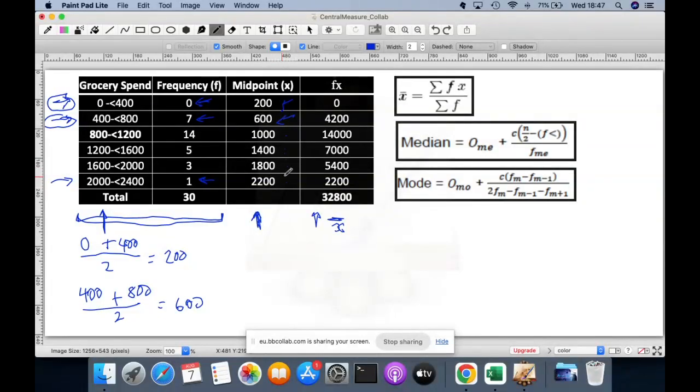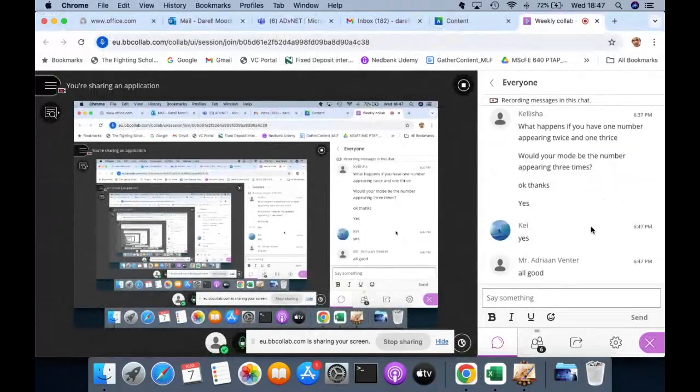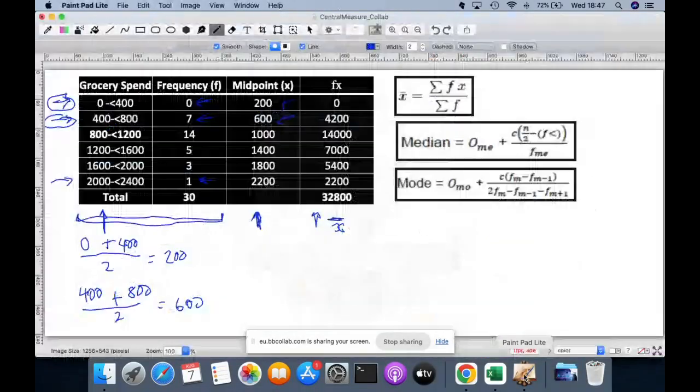I'm going to pause there for a second just to make sure I didn't lose anyone and everyone understands how to get this midpoint column. All good with that? Just give me some feedback to say you're okay with that or not. Thanks, Alicia. Thanks, everyone. Okay, fantastic. All right. Good. Really appreciate the feedback.